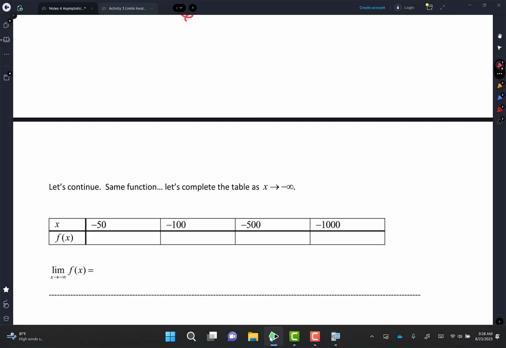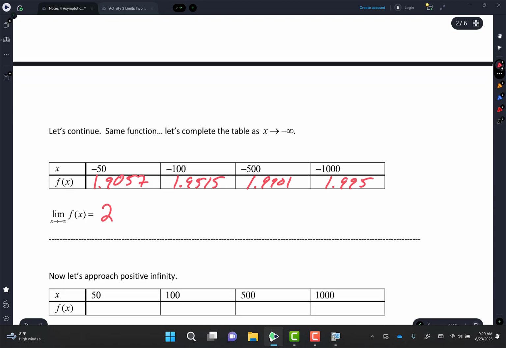So hook me up with those numbers so I can have good notes here. 1.9057, okay. 1.9515, okay. 1.9901, all right. 1.995. Good. This looks like it's approaching 2. And don't worry, we'll talk about the rules in a little bit, just in case, for polynomials.